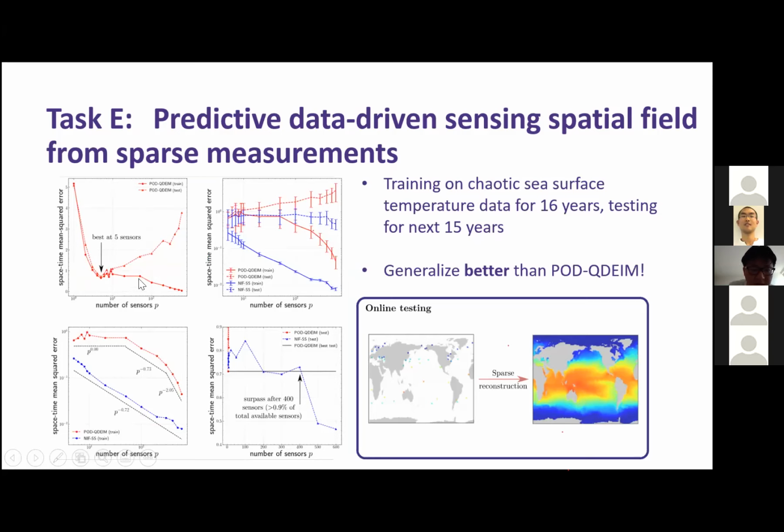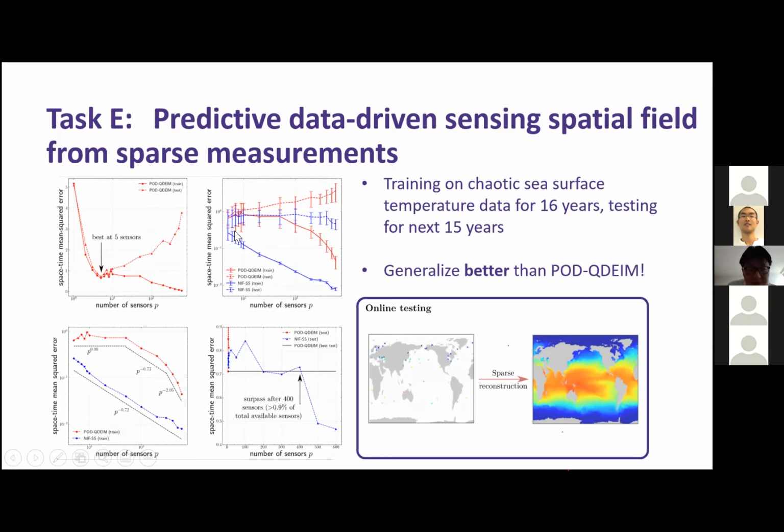And the solid line is the training error. When you get more sensors, the training error goes down, obviously. However, for the testing errors, the number of sensors has a sweet spot at 5 sensors. This is pretty bizarre, but also intuitive because of the chaoticity of the sea surface data set. But it's kind of embarrassing because all you need is 5 sensors to get the best result you can get.